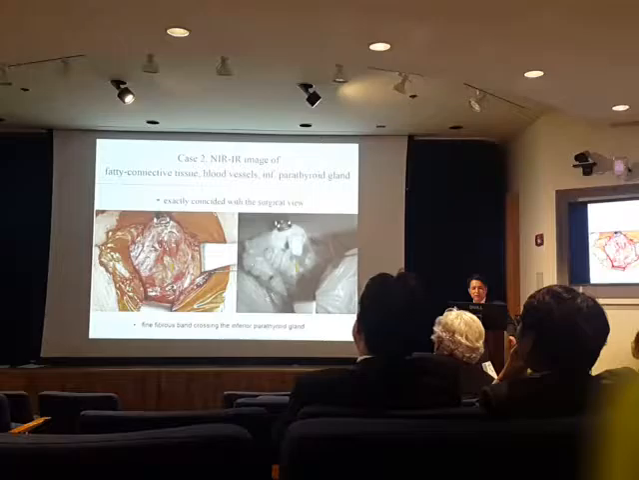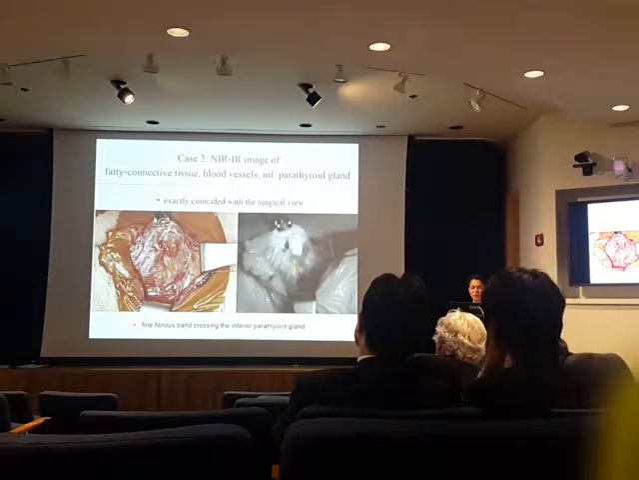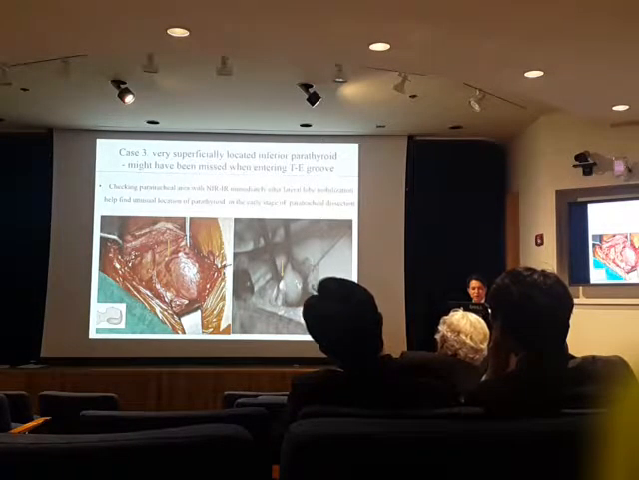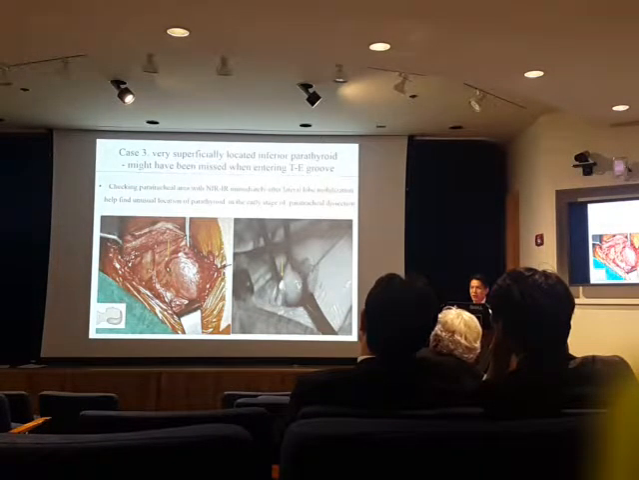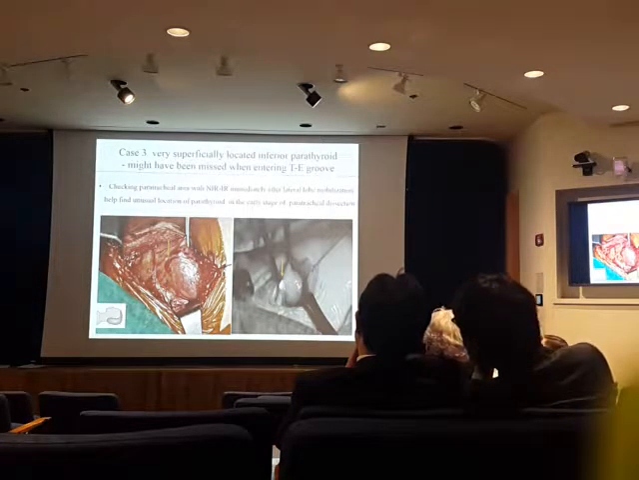In this next case, we could see the fatty connective tissue here, and blood vessel here, and inferior parotid gland here from NIR, IR images, which exactly coincided with the surgical fields. And with our technique, a very superficially located inferior parotid gland could be identified in the early stage of the paratracheal dissection.